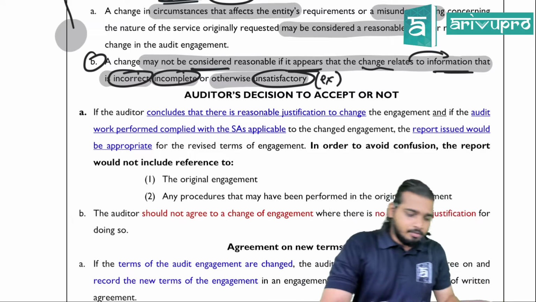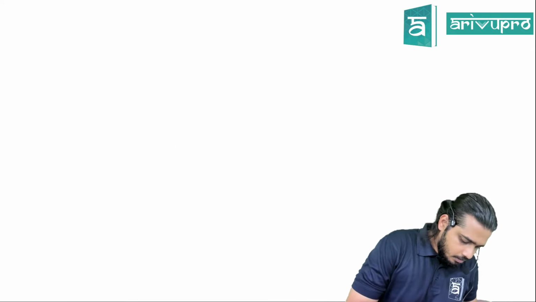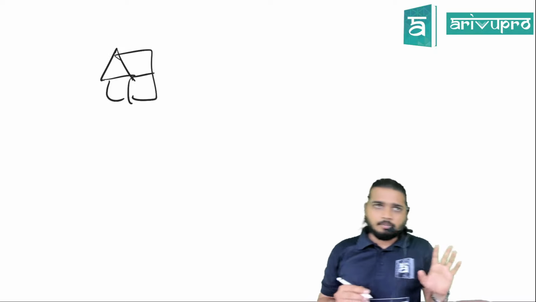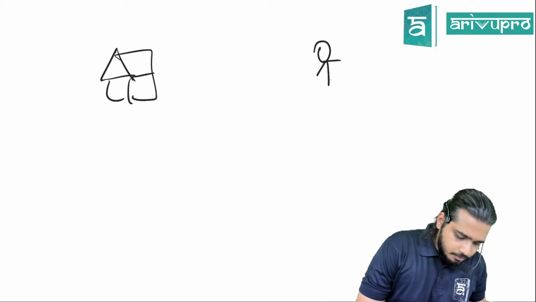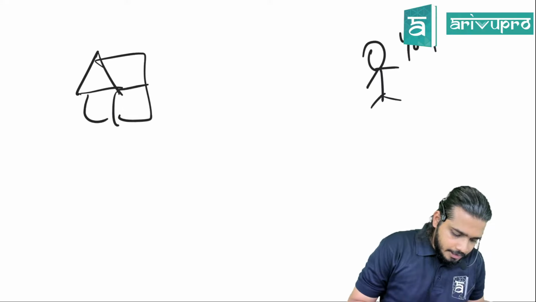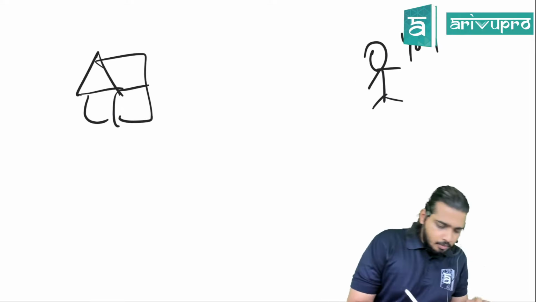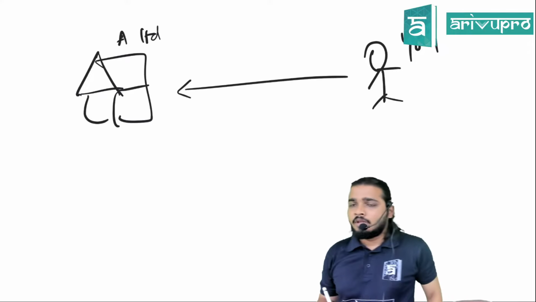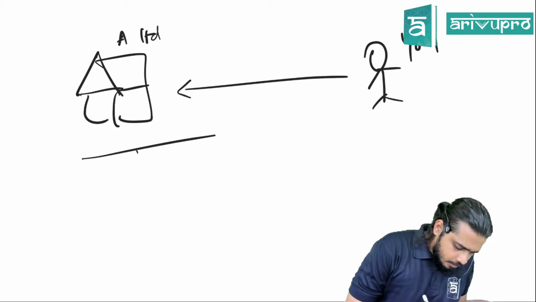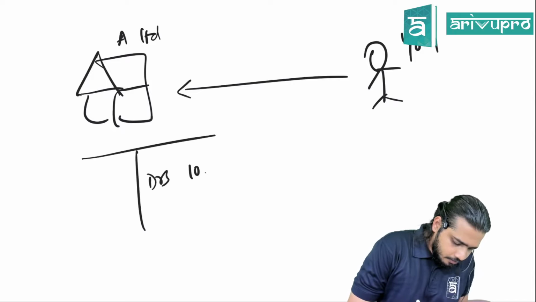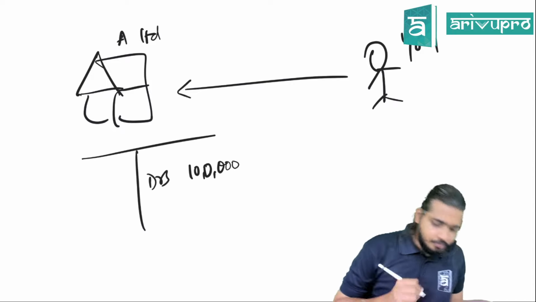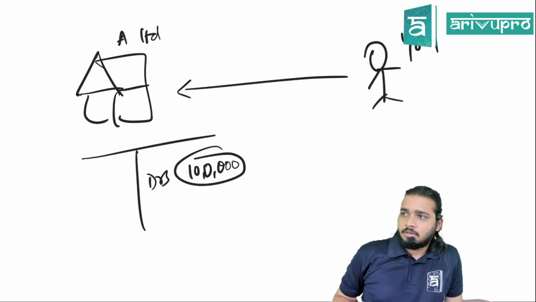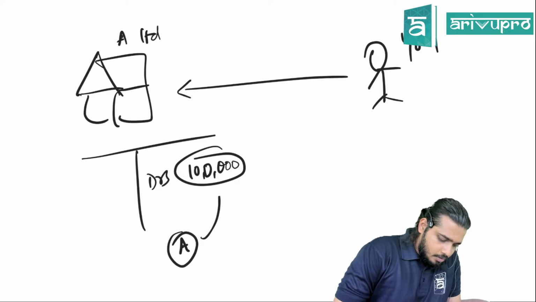Now, what is the example, sir? Imagine there is a company. Okay, there is a company, and this is you, the auditor. Now, you are going to audit this company, A Limited. Now, in A Limited, there are debtors of 1 lakh. Okay. Now, you are going to check this particular debtor, Mr. A. You got 1 lakh.